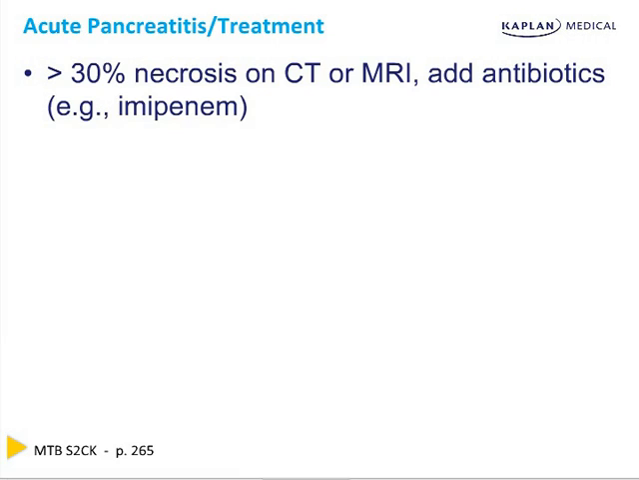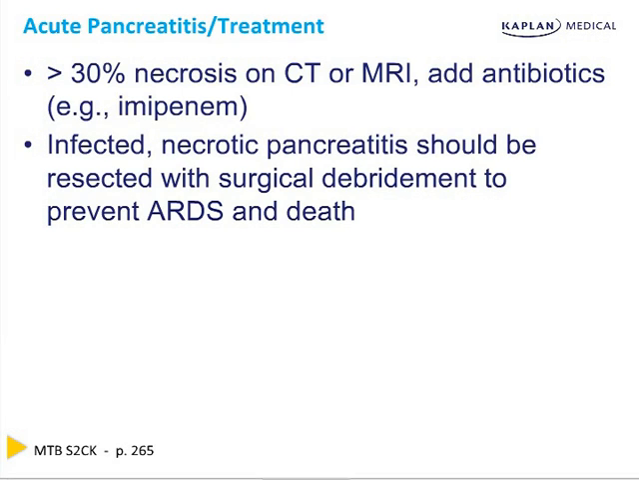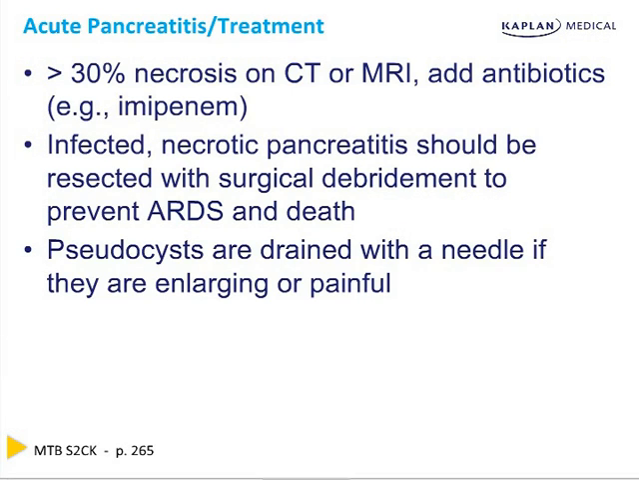If you see more than 30% necrosis on the CT or MRI, you must add an antibiotic such as imipenem. Infected, necrotic pancreatitis should be resected with surgical debridement to prevent ARDS and death. Pseudocysts are drained with a needle if they're enlarging or become painful. This can be done percutaneously, but it's more popularly done endoscopically.